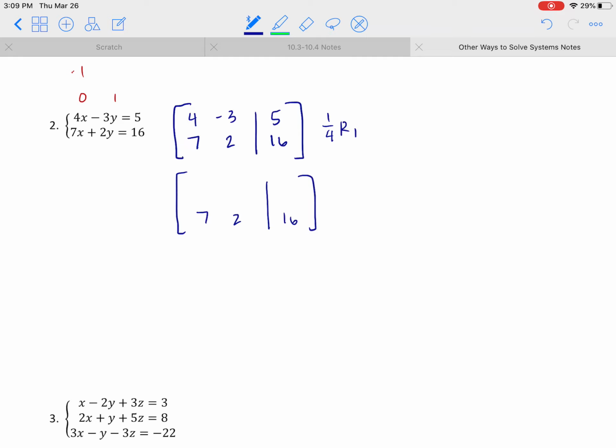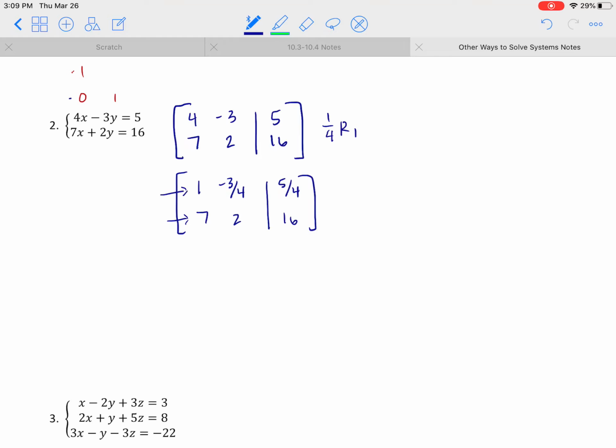So I'm not changing row 2, okay? I'm just dividing everything in row 1 by 4. So 4 divided by 4 is 1. This is going to be -3/4 here. It's not the best, but it happens. And then 5 divided by 4 here is going to be 5/4 here. Okay? So I got the 1. And now my next goal is to get a 0.